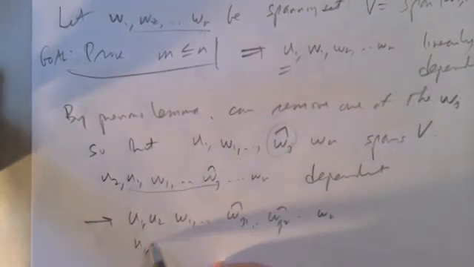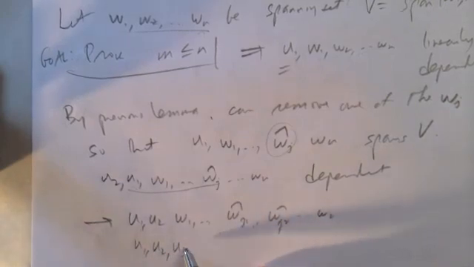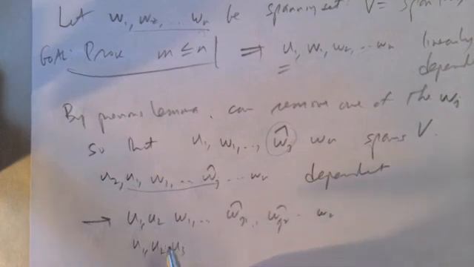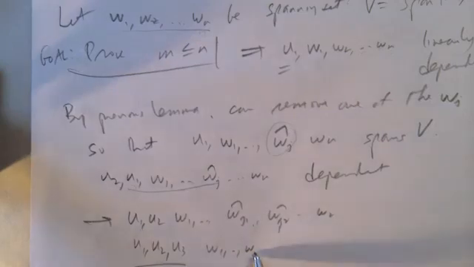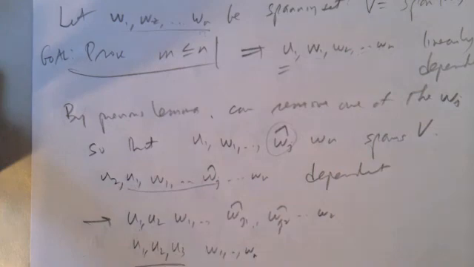But the idea is, as I add one by one the vectors u1, u2, u3, and so forth to the list, I end up with a set of n vectors which include the u's plus some of the w's that spans the space. And I can't run out of w's because if I did, the u's would be linearly dependent, and they're not.